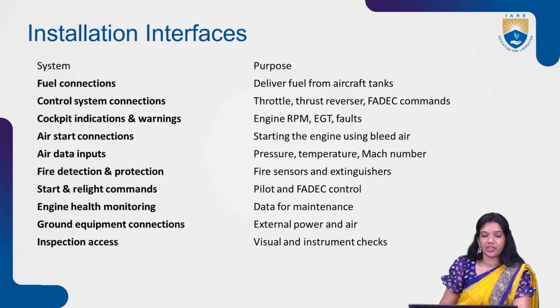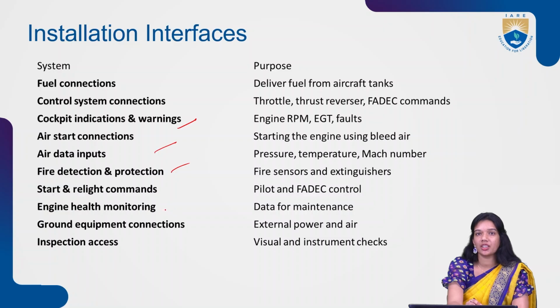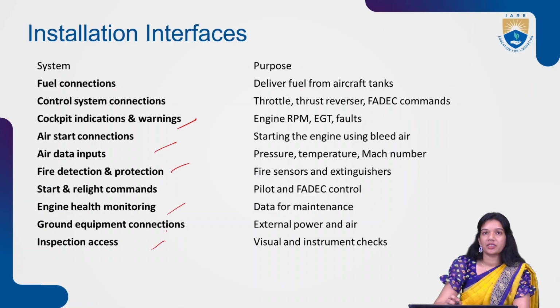And there are also some installation interfaces that require systems and their purposes. There are different fuel connections which deliver the fuel from the different valves and pumps which lead from the tanks to the engine. And there are control system connections, where throttle or thrust reversal can be done, and there are cockpit indications and warnings, air data, fire detection, engine health monitoring, and inspection access. All these are very important to install in the right way so that there are no failures or damages that occur in a control unit.